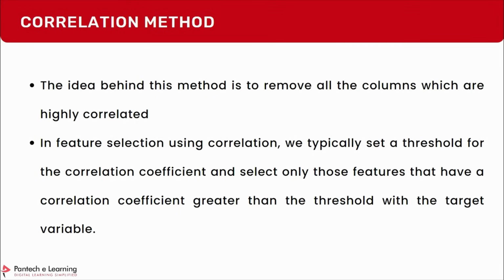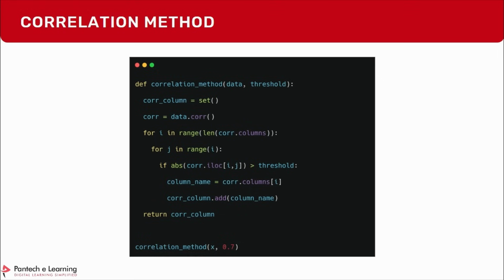So in feature selection, using correlation, we can typically set a threshold for the correlation coefficient. The correlation we can get from pandas, right? With corr, we can select some of the important features. If the columns are very correlated, if their correlation value is very near, then you can drop those columns. So that's how this correlation method works. To do that, we don't have a library. We need to manually go and achieve this.